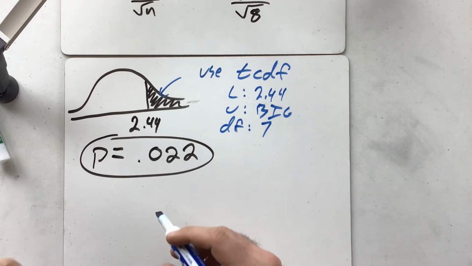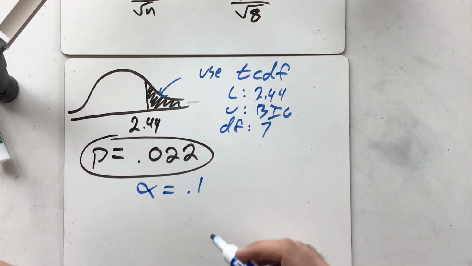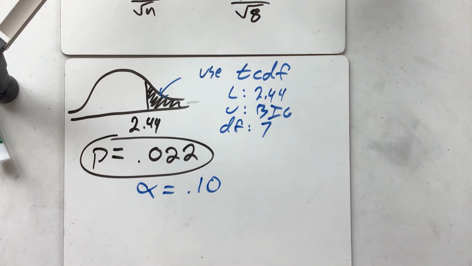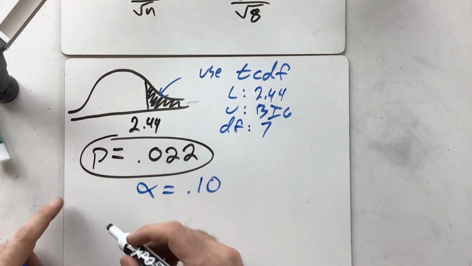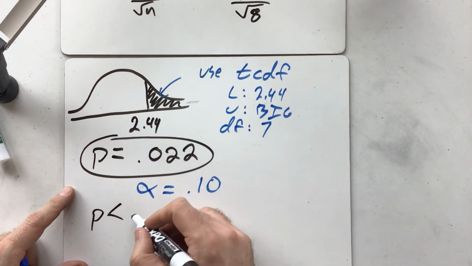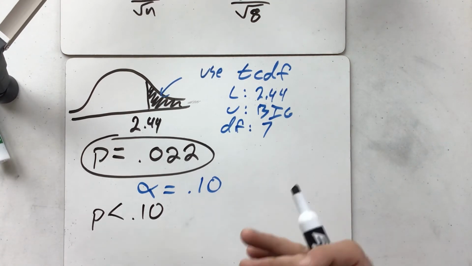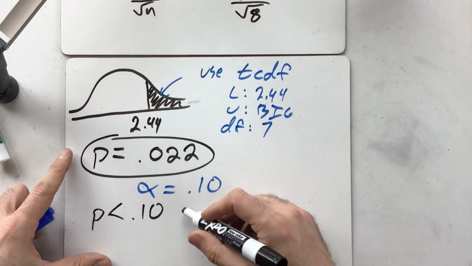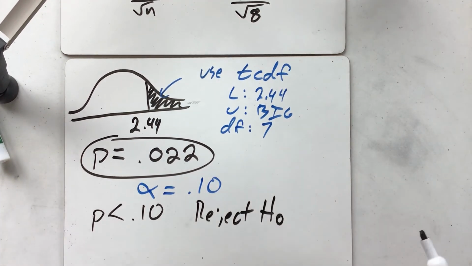Well, let's now finalize our conclusion. Our problem says to compare this to alpha equals 0.10. Now notice when we compare this, 0.10 is bigger than 0.022. So our p-value is a small number. What do small p-values mean? This means we reject H naught. In practical terms, what does this mean? It means that our stretch of road does have more accidents in December. So finally, we've proved what we wanted to prove.